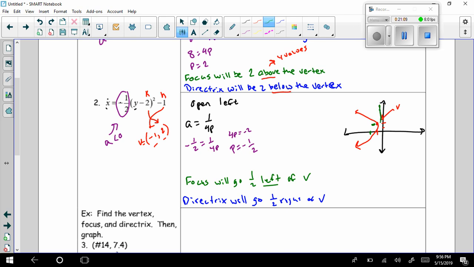We're just going to go 1/2 this way. And so this would be x equals -1/2. This point here is your focus. And you can see it's at -1.5, 2. So negative, I'm going to put 3/2, 2. Right?